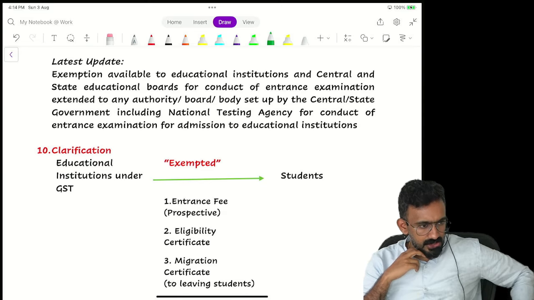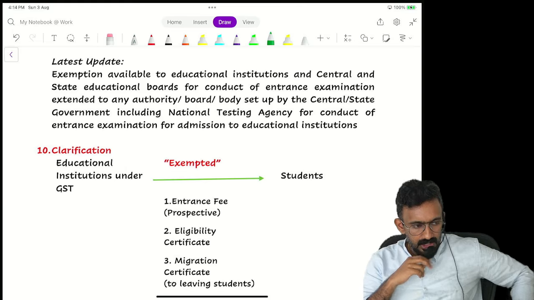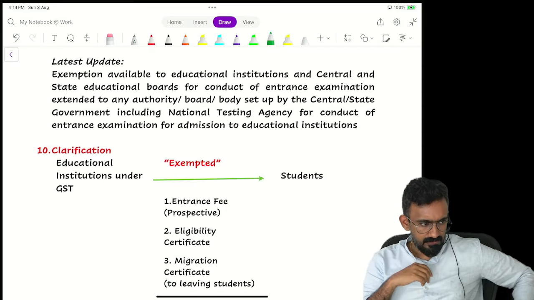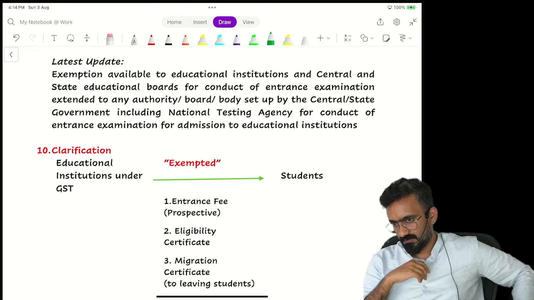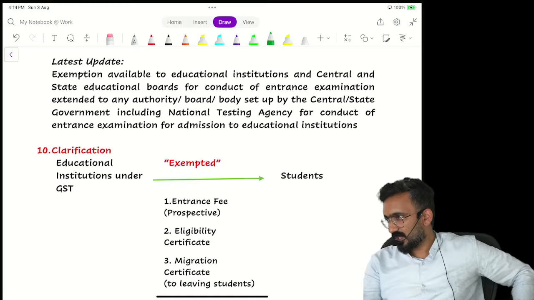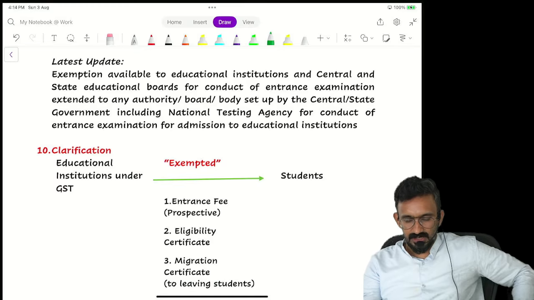They also gave a clarification. Exemption available to educational institutions, central and state educational boards for conduct of entrance examination is extended to any authority, board or body set up by central or state government, including the National Testing Agency, for conduct of entrance examination for admission to educational institution. Not just National Board of Exams, similar government entrance exam bodies will also get the exemption of second category.